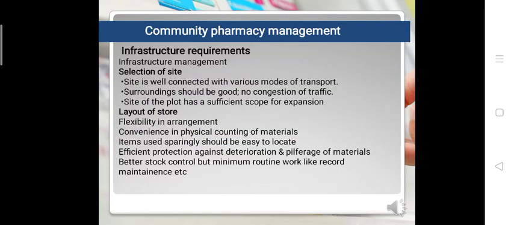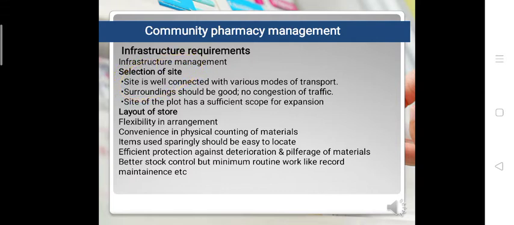Then coming to the next topic, the last pillar of our community pharmacy management, that is infrastructure. As we have discussed earlier about this topic in community pharmacy, we will just go superficially. You need to select a good site, right? If you don't have a good site, then no customers will be attracted towards your pharmacy store. So there should be no congestion, no traffic, and a sufficient plot for parking and all that we have discussed. So selection of site should always be appropriate.